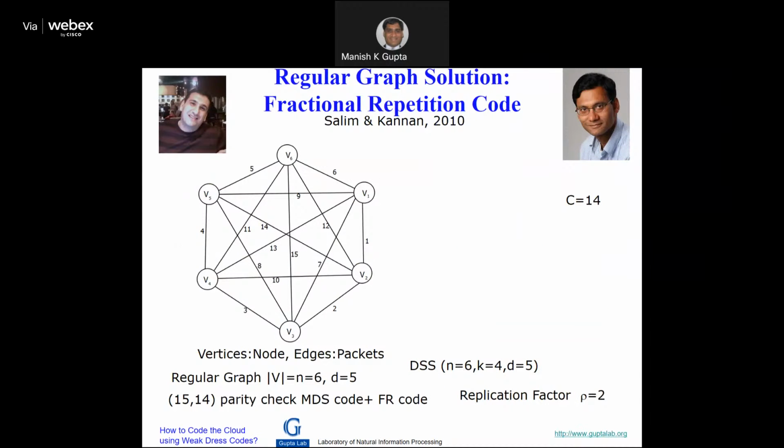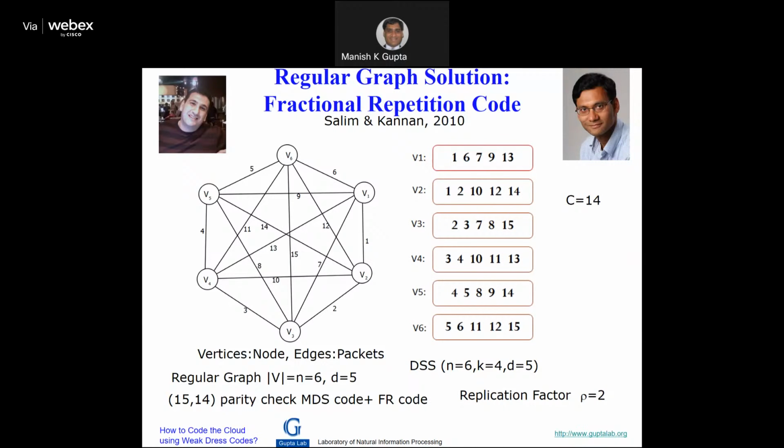So Kannan Ramchandran actually gave this idea. If you use regular graph, some time ago I told you about regular graph, right? You see that if you take this regular graph, you can get this configuration. Okay. So vertices are nodes and edges are packets. For example, if you look at node 4, packets are 3, 4, 11, 10, 13, yes. Edges are numbered. So from a regular graph, I can construct this smart replication of packets, right?